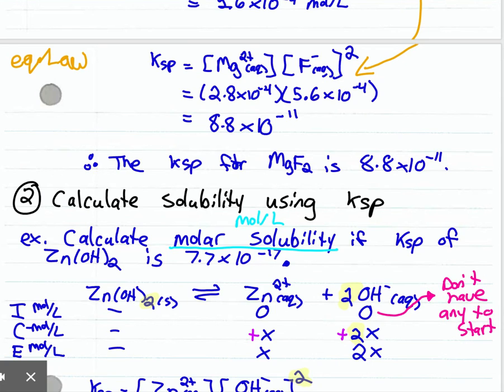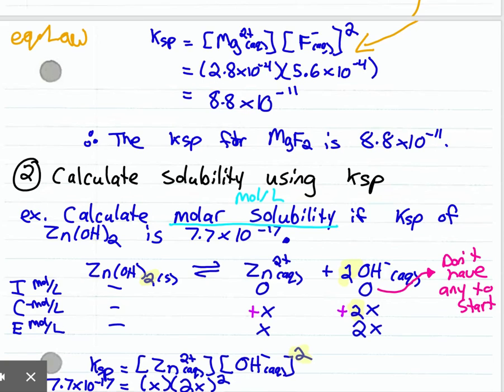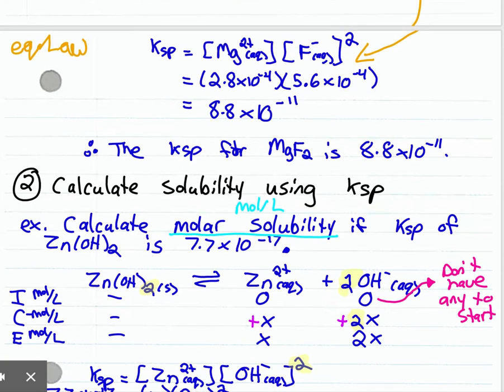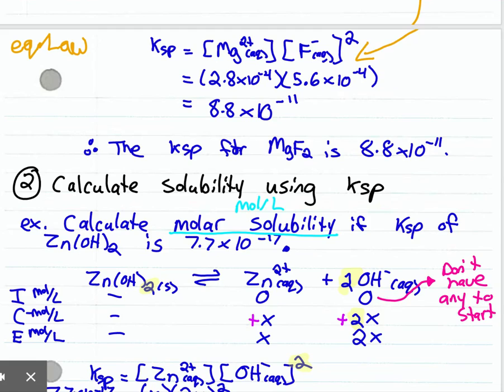So when we're starting, though, our solid dissociates into the zinc ions and the hydroxide ions. So it's plus X and plus 2X for the hydroxide. So we know that at equilibrium is going to be X for zinc and 2X for hydroxide. So we put in our KSP expression. KSP is going to equal the concentration of our zinc ion times the concentration of our hydroxide ion squared, just like equilibrium law. And we sub in our values.